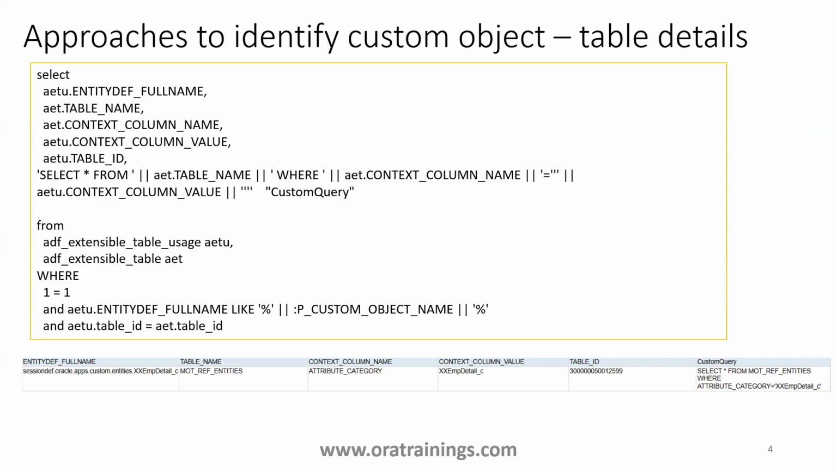This is one of the queries wherein we have used two tables, the ADF extensible table usage as well as the table details. Once you pass the object name, just pass the partial name of your object, and it generates in which particular table it is stored. Once it is published, it will display here, available in the MOT ref entities. But until it is published, you will not find any record for your object, because there is no data available in that.